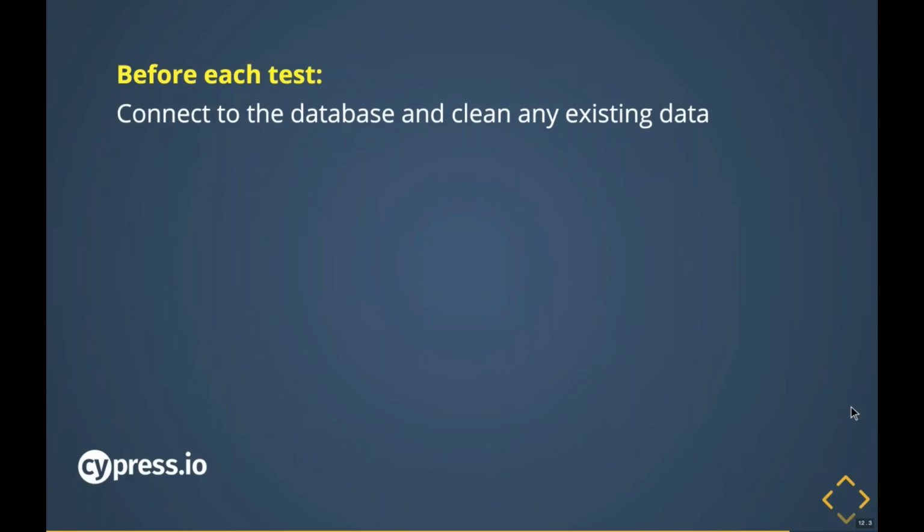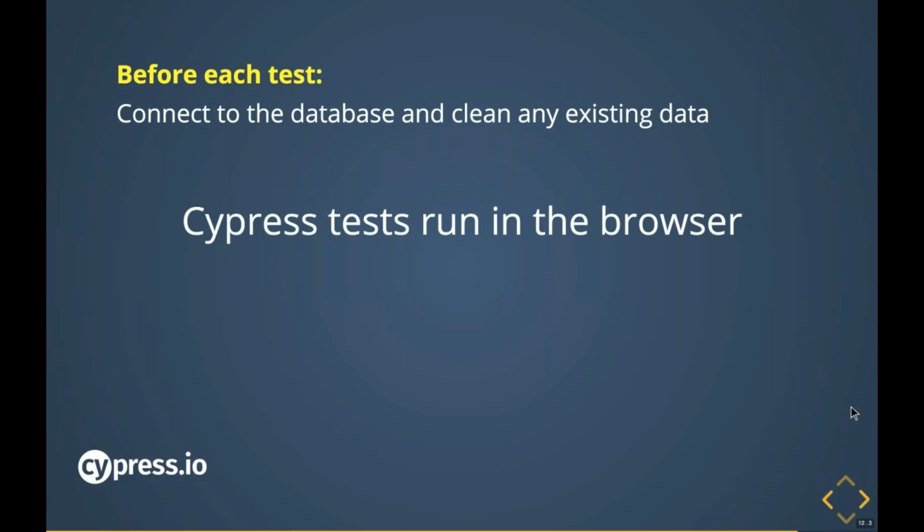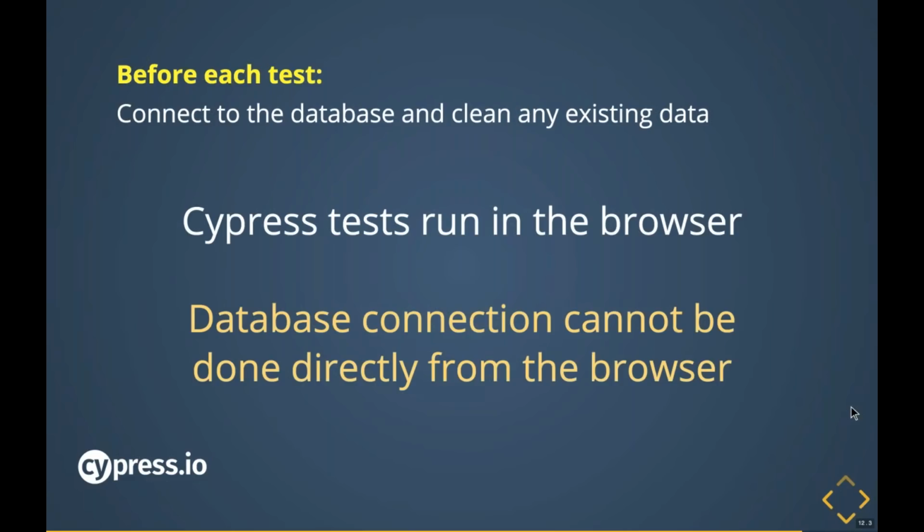Well, we never cleared the existing data. Our tests kept creating new blog posts, and now we don't know how many blog posts to expect. So before each test, it would be nice if we could connect to the database and clean the existing data. So how do we do it? Because Cypress tests run in a browser, but the database connection has to be done from Node or the backend. It cannot be done directly from the browser.